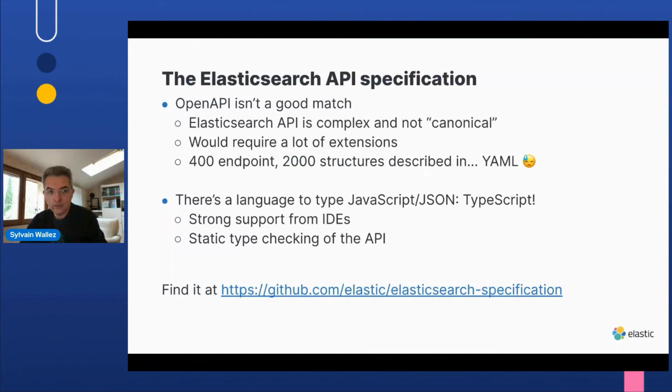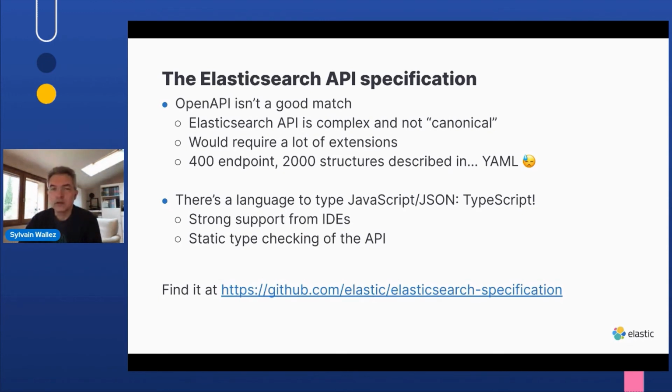So first, obviously, when you want to generate code for an HTTP API client, the first thing we are thinking about is to use OpenAPI. So it turns out that OpenAPI isn't a good match for Elasticsearch. The reason is that the Elasticsearch API is complex and is not canonical. This is an API that has grown more or less organically over the last 10 years.